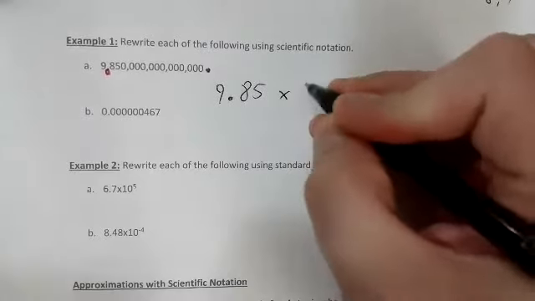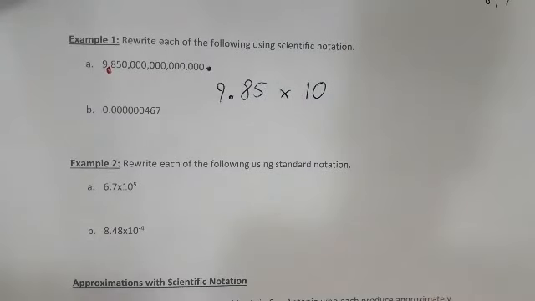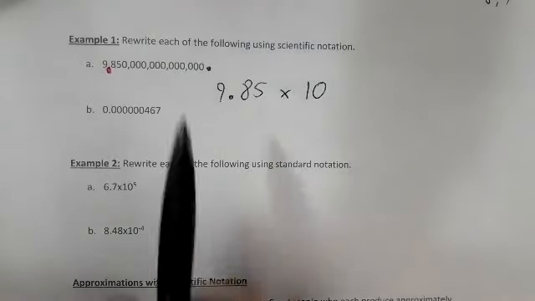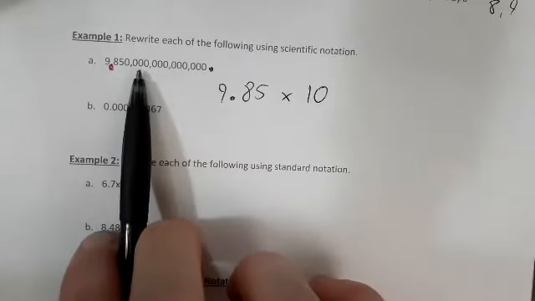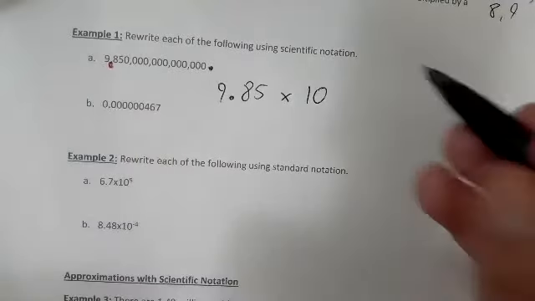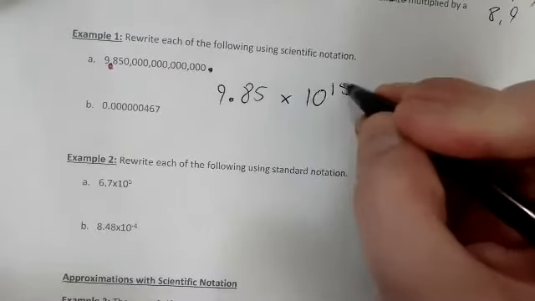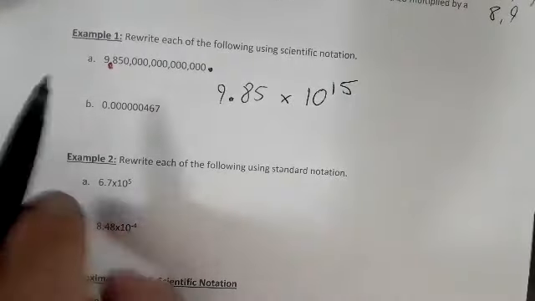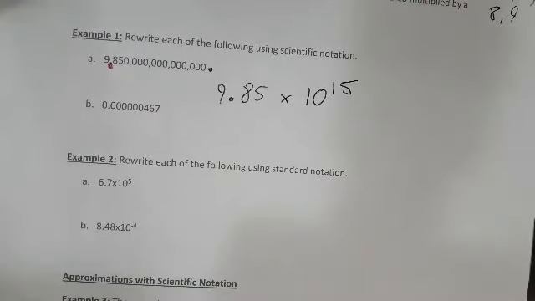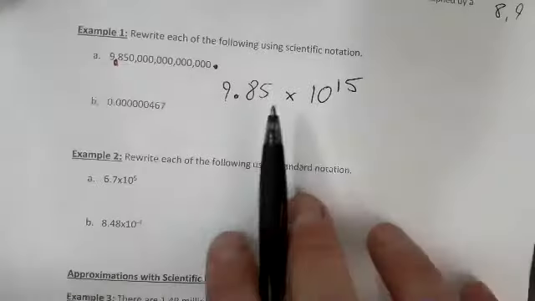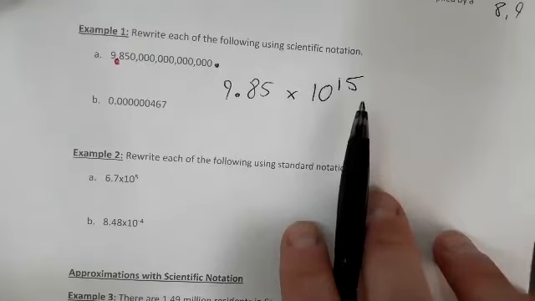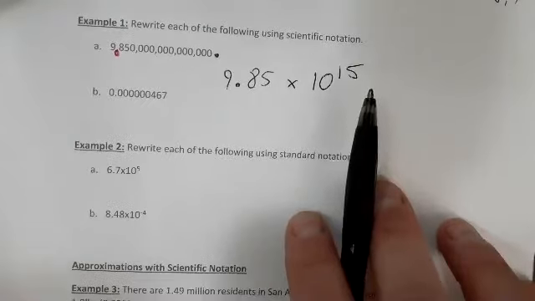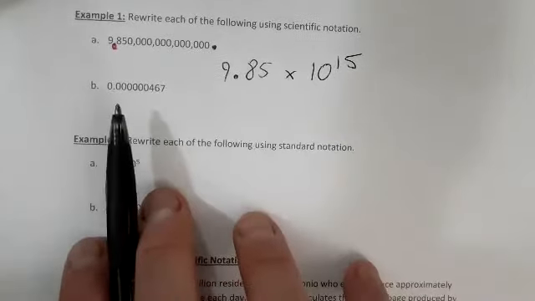Going time. I'm asking myself, what power of 10 do I have to multiply 9.85 by? There are 3, 6, 9, 12, 15 spots I went through. So I'm counting the number of spots I moved the decimal over. So this one got larger. So we were multiplying by powers of 10. This one is smaller.